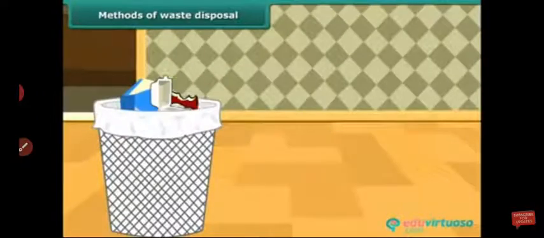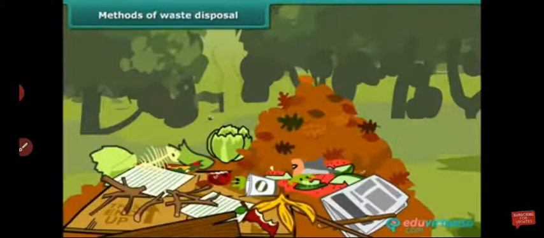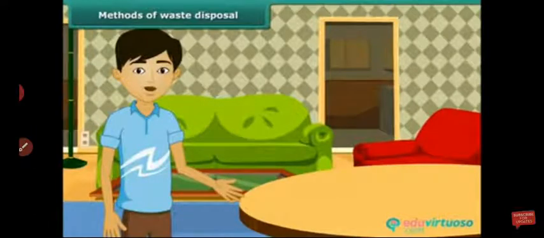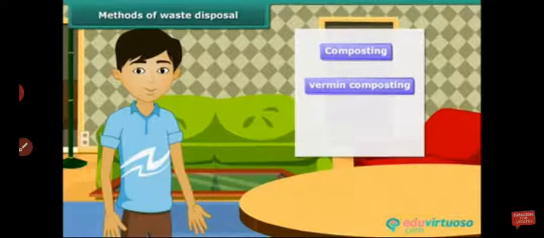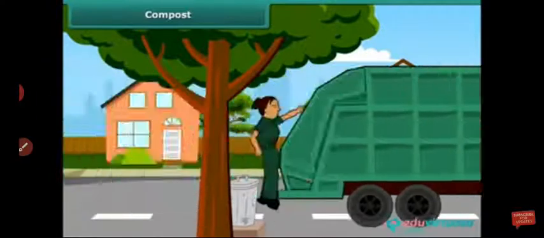Methods of waste disposal. Biodegradable waste has to be disposed of properly, or else it can attract insects which can cause disease. We can dispose of the waste by composting, vermicomposting and recycling of paper.